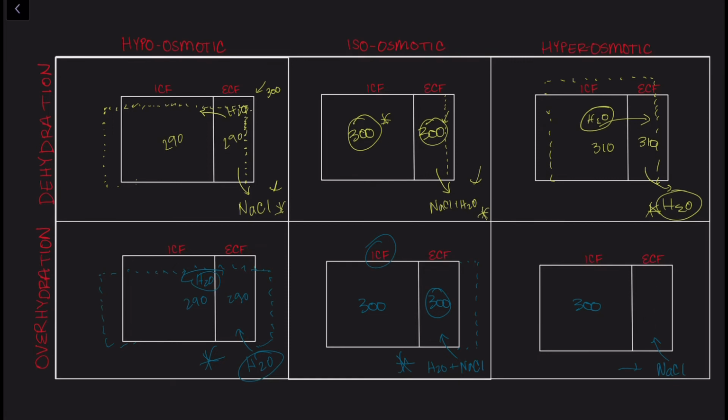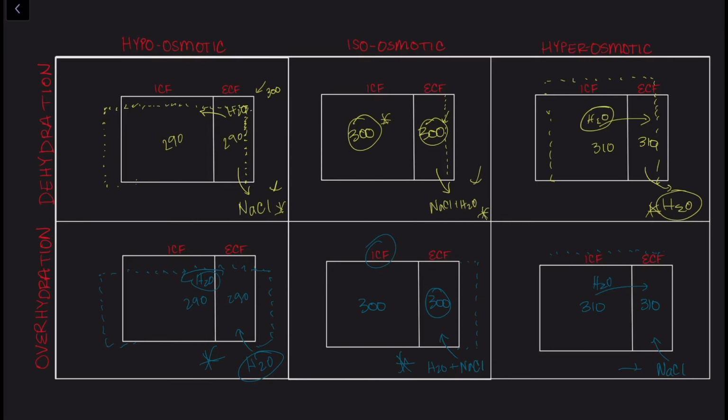Maybe this one now becomes 320. Water is going to shift from the low to the high. And whenever that happens, we're now going to change osmolarity once again. Osmolarity is going to become maybe 310 on both sides. And so osmolarity is low, right? Osmolarity is high, right? Because we were at 300 and now we're at 310.